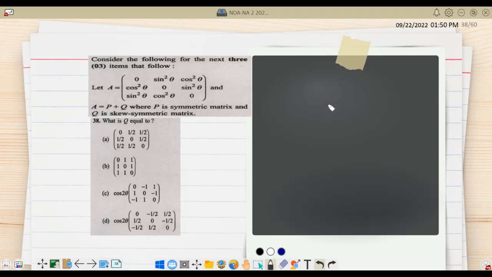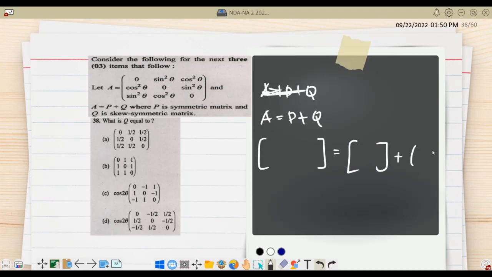See, by eliminating options, even by looking at the options, we can get the answer. A equal to P plus Q. We know what A is. We know P. We can find Q. We can take just one value and check which option conforms with it.